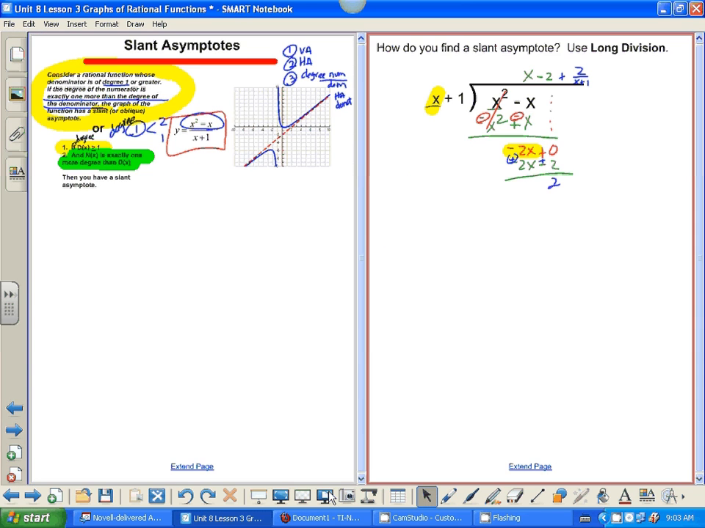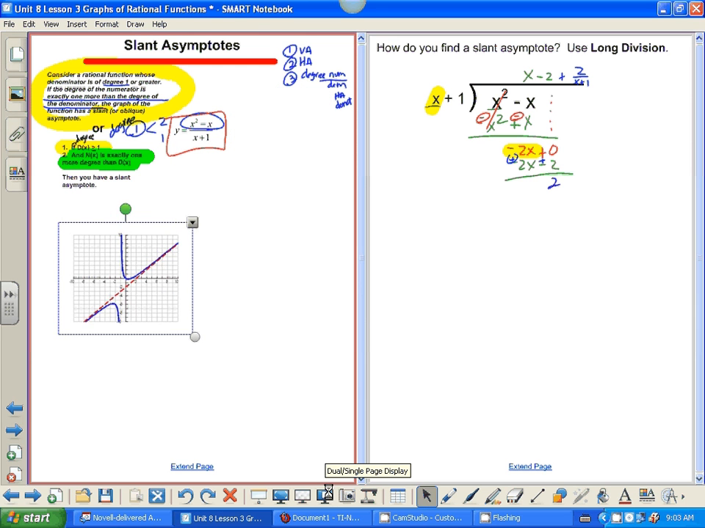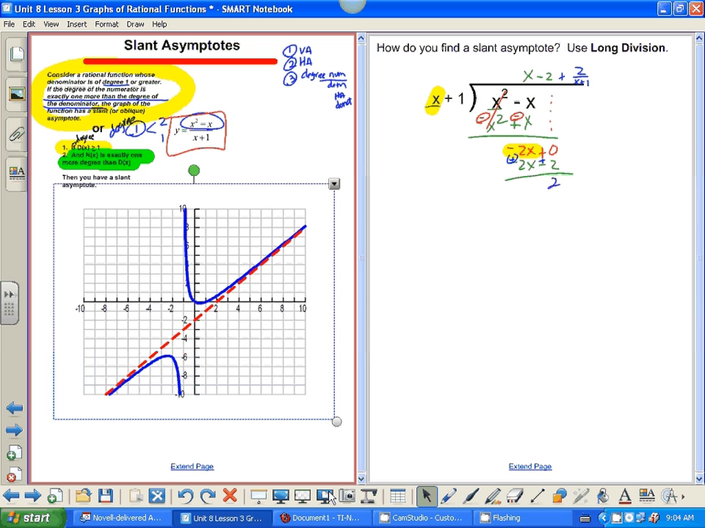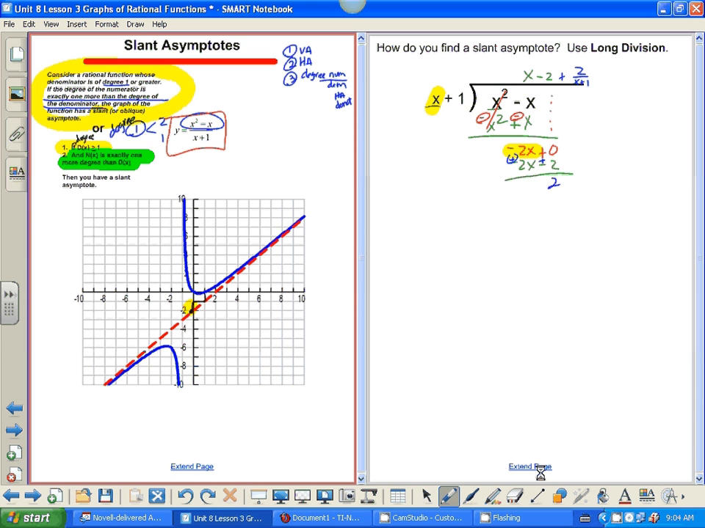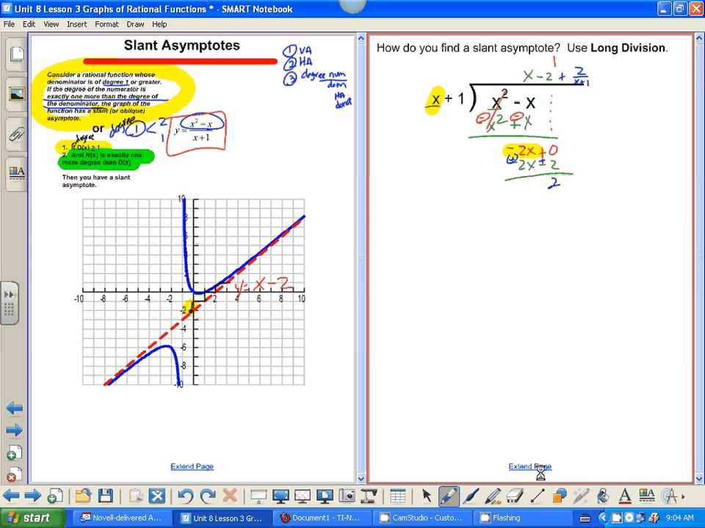If we look at the previous slide, and I take this graph and make it bigger, notice that the slant asymptote has a y-intercept of negative 2. At negative 2, if I do my rise over run, I'm going up 1 over 1, up 1 over 1, and I am getting my slant asymptote. So the equation of that is y equals x minus 2. Notice how in my long division the part that does not include the remainder is the equation of your slant asymptote.